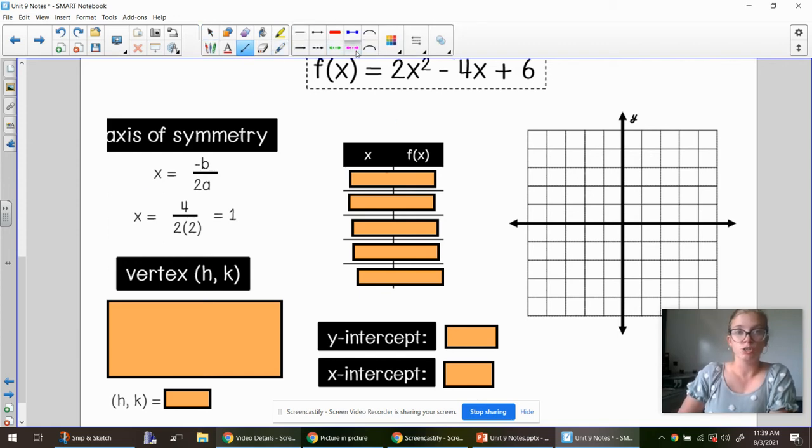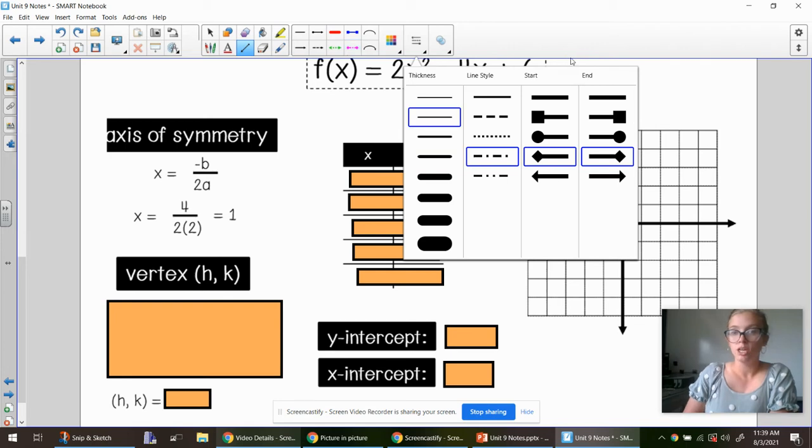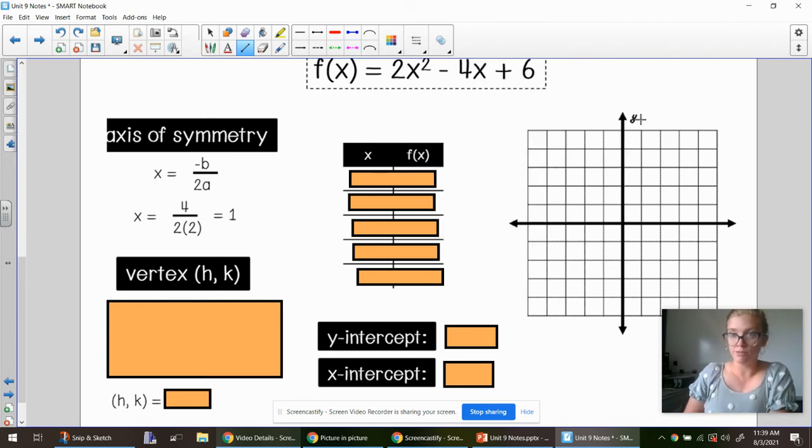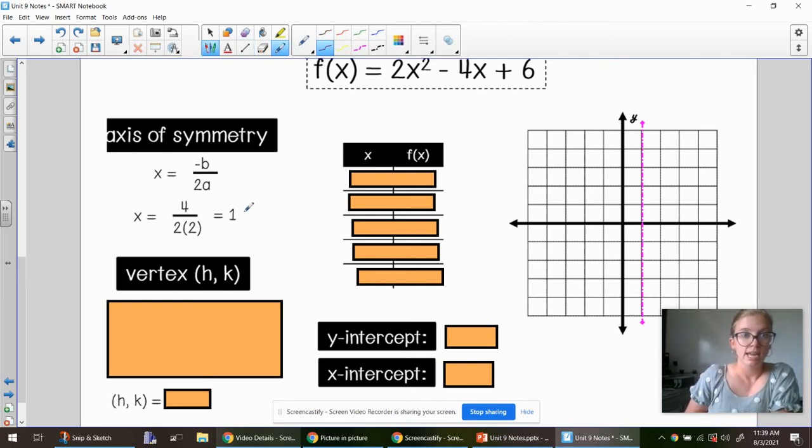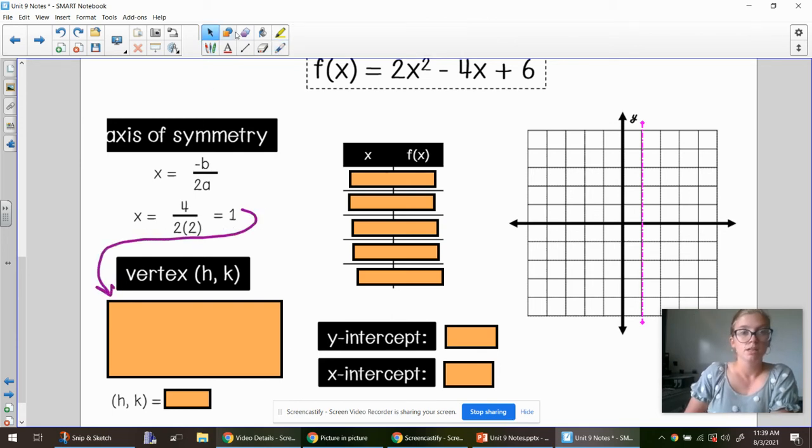I'm going to go ahead and show it to you on my graph. So I know that my graph is going to reflect around 1. That was a little lopsided. Let's try that again. Beautiful. Now I'm going to take that 1, and I am going to substitute it in to my vertex to find my vertex.